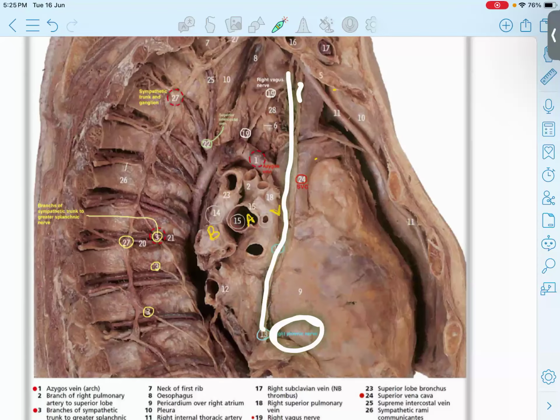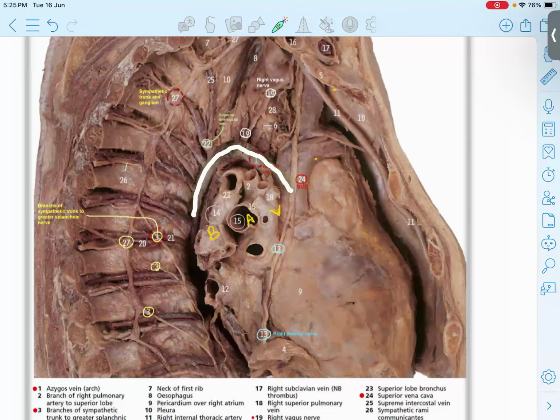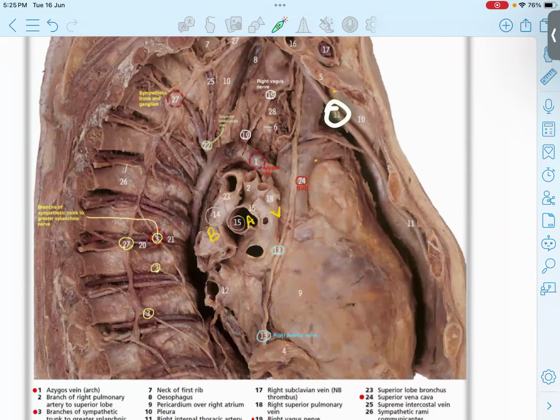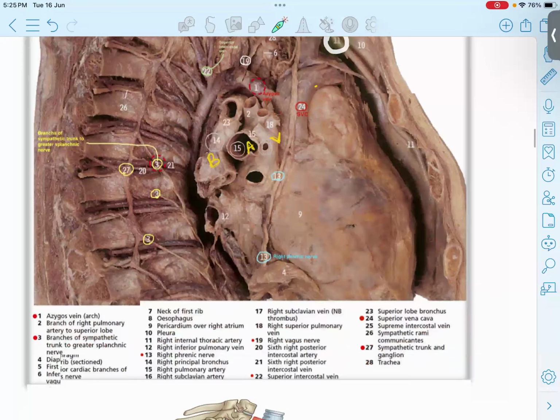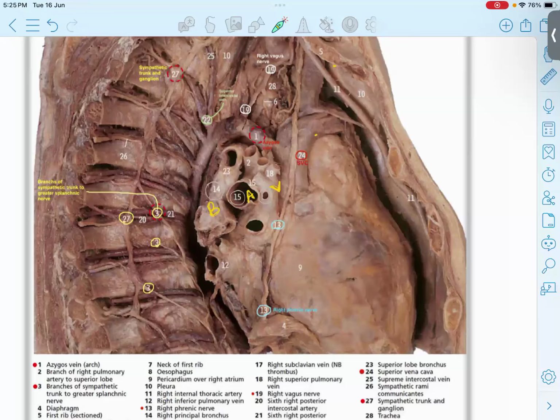Okay, we can see that azygos vein is draining into superior vena cava. So 24 here is superior vena cava. Then come to this structure. It is shiny reddish structure, so it will be artery. Which artery? It is internal thoracic artery, right-sided, right? Internal thoracic artery.